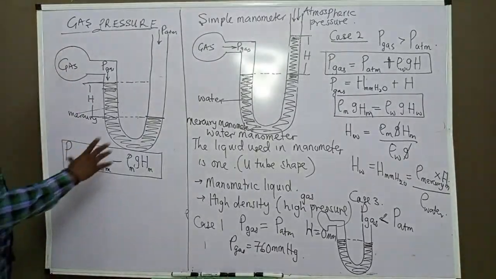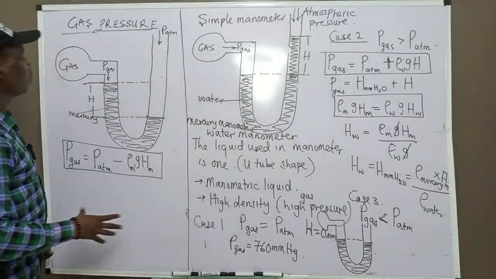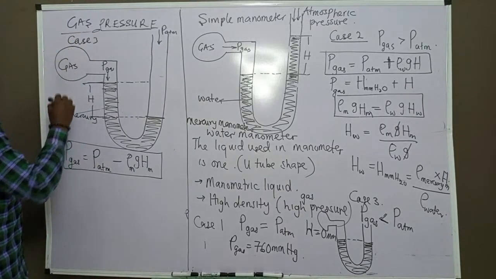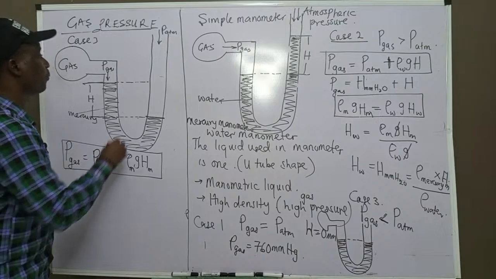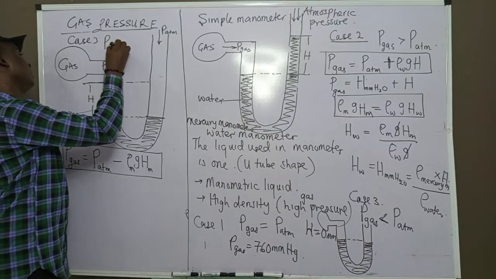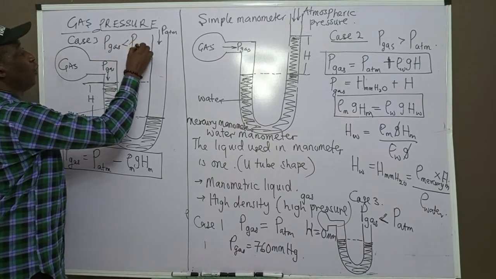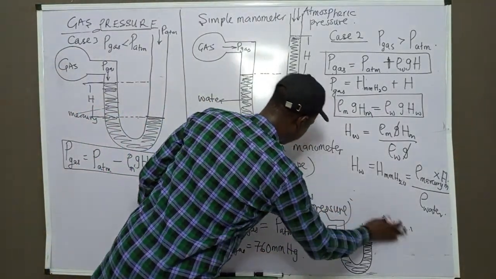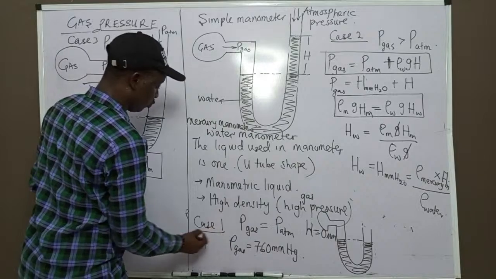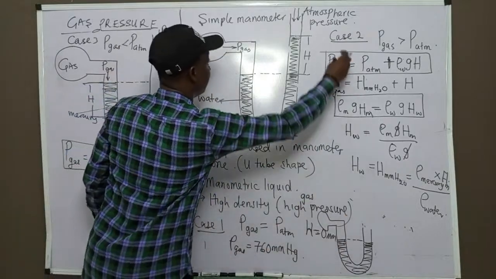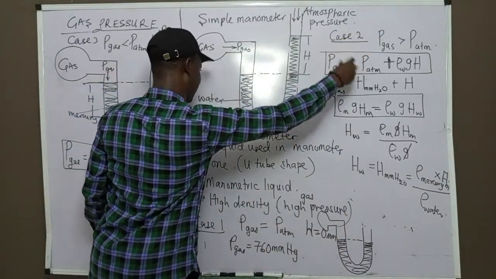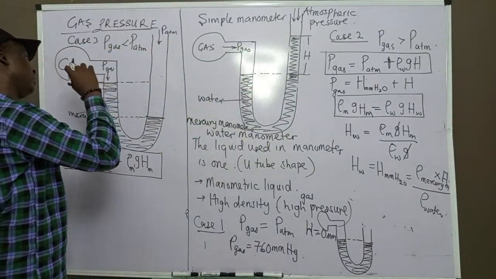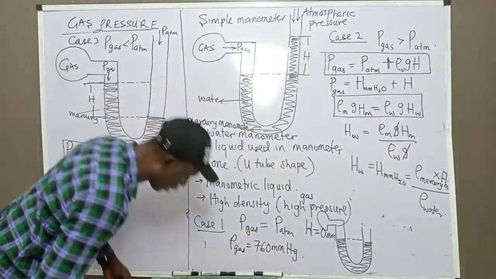So we have also talked about that, and we gave you different conditions. This is case 3 that I've just given, when the pressure of the gas is less than the pressure of the atmosphere. This was case 1, when they are the same. This is case 2, when the gas pressure is higher, and this is case 3, when the gas pressure is lesser.